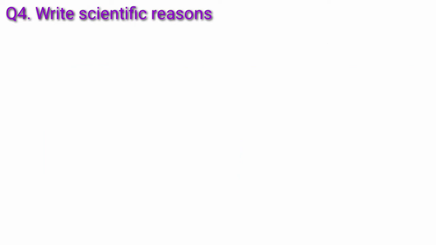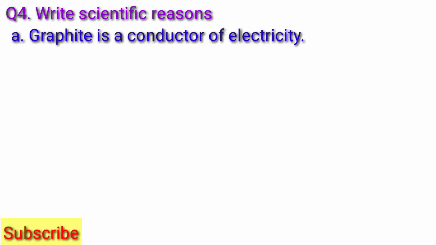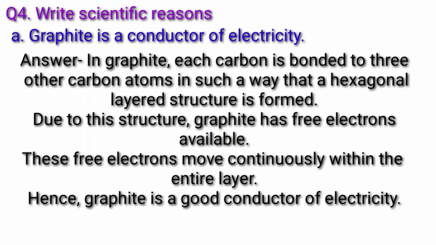Question 4. Write scientific reasons. Question A. Graphite is a conductor of electricity. Answer. In graphite, each carbon is bonded to 3 other carbon atoms in such a way that a hexagonal layered structure is formed. Due to this structure, graphite has free electrons available. These free electrons move continuously within the entire layer. Hence, graphite is a good conductor of electricity.